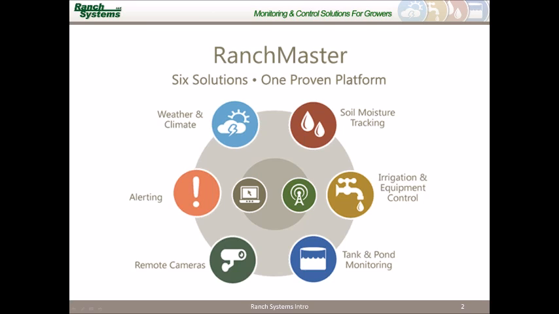product. It covers a lot of different solutions. Today we're going to be covering a few different things, for instance, the irrigation control and monitoring, and it ties into the whole system of ranch monitoring. So what we're going to be covering today is a few different things. We won't be covering all of the 6 solutions, but primarily a focus on the alerting and the irrigation and equipment control, as well as tank and pond monitoring.